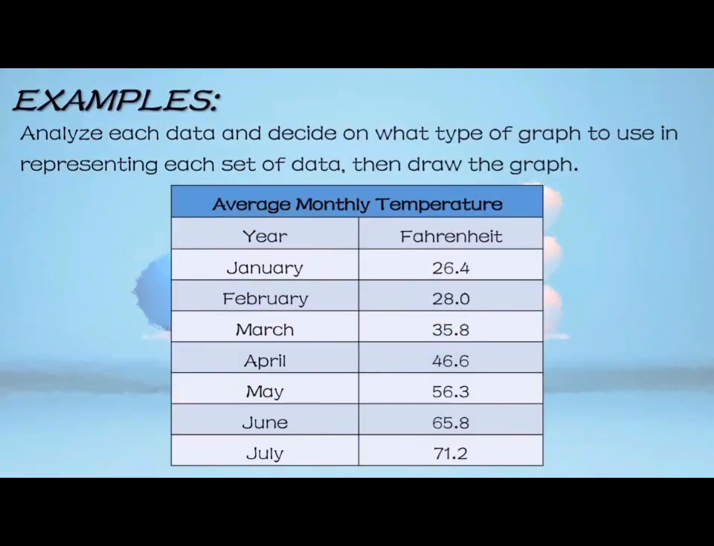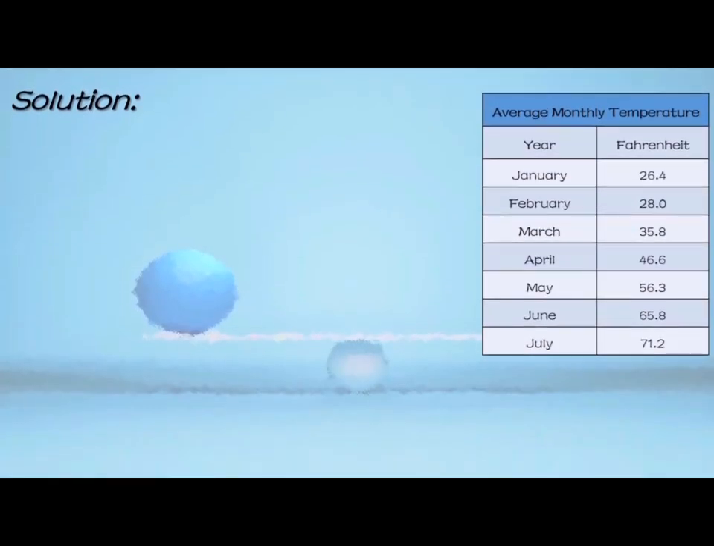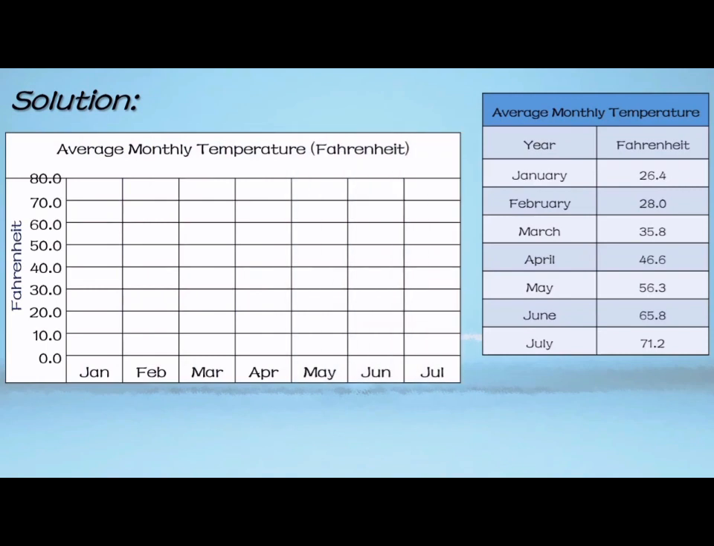Try to analyze another set of data and decide on what type of graph to use. In here, we have the average monthly temperature from January to July in degree Fahrenheit. Let us apply the line graph in this set of data. Degree Fahrenheit for the vertical line and months for the horizontal line. Don't forget to write the title.